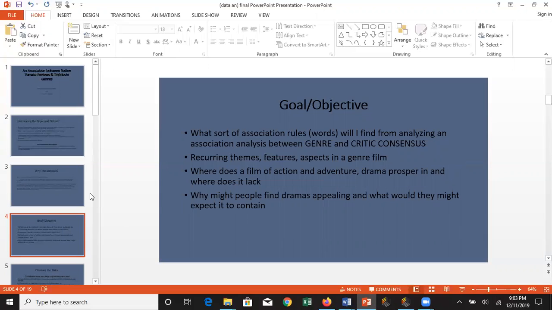My goals are basically to find any recurring themes, features, and aspects in a genre film. Where does an action adventure drama prosper? Where does it lack? Why might people find dramas appealing, and what might they expect it to contain? And any general association that I find analyzing the data between the two attributes.